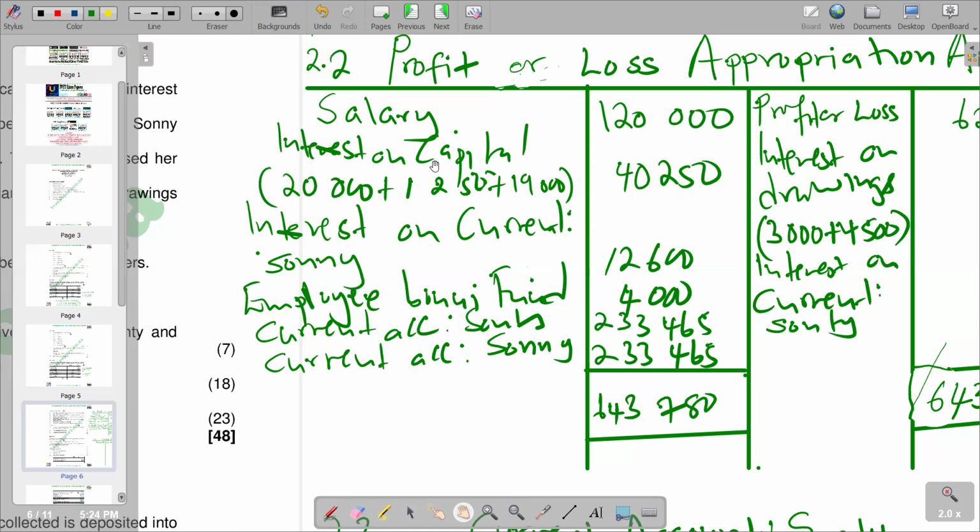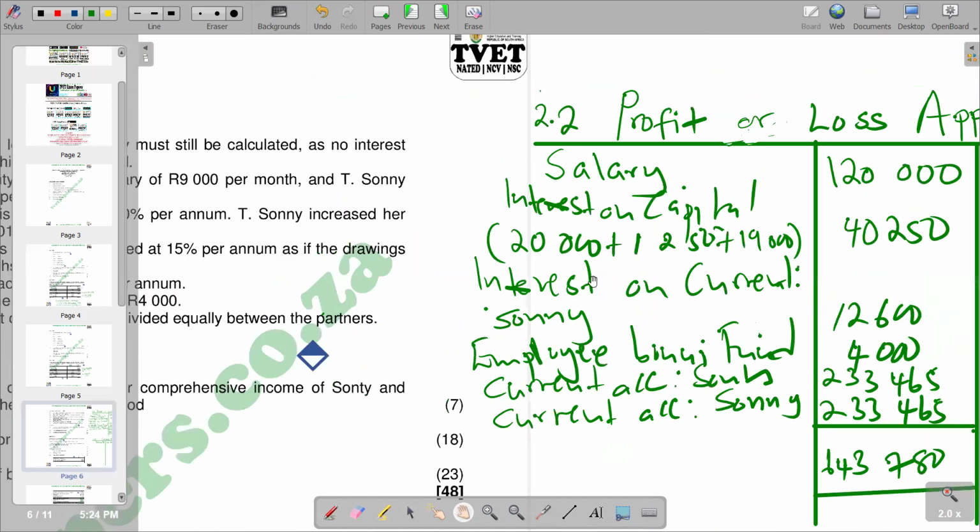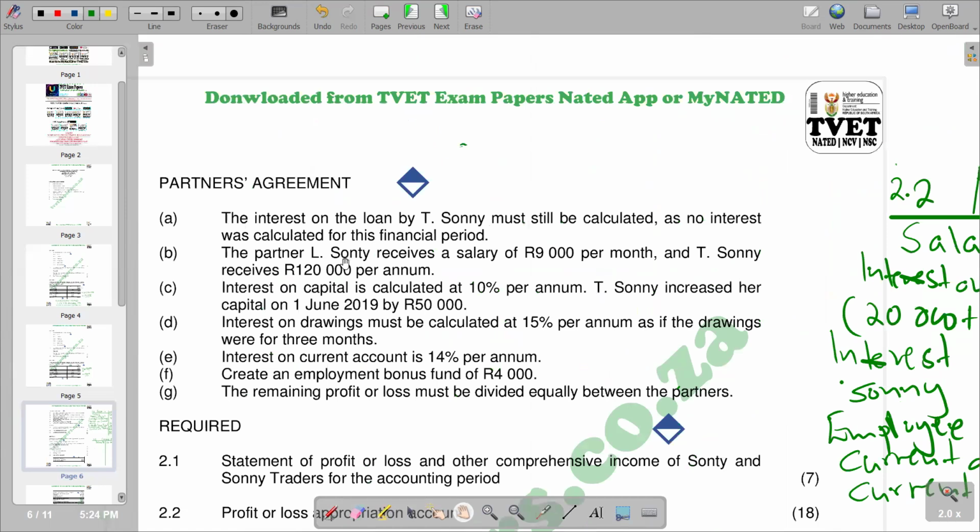So what we are going to do, you are going to see the salary of Sonty that we are given in the partnership agreement. They're saying partner L Sonty receives a salary of 9,000 per month. So it means the salary per year is going to be 9,000 times 12. And obviously we calculate there, we see what we get, 9,000 times 12, we are going to get 108,000. So here is 108,000.